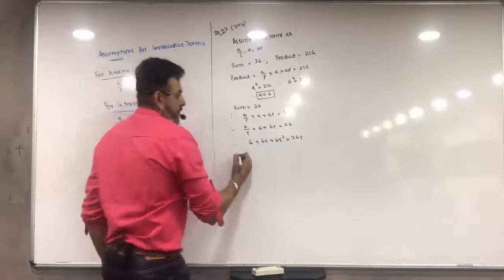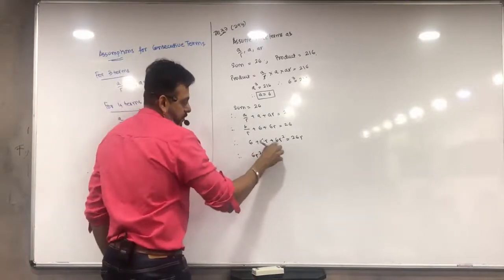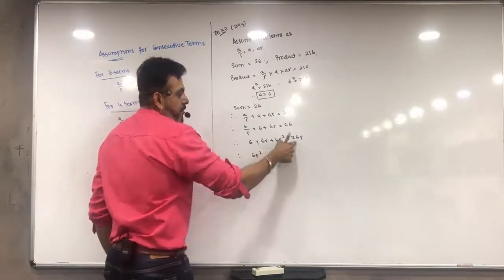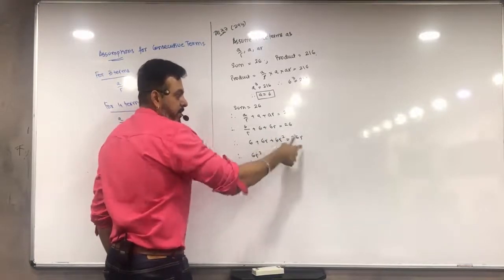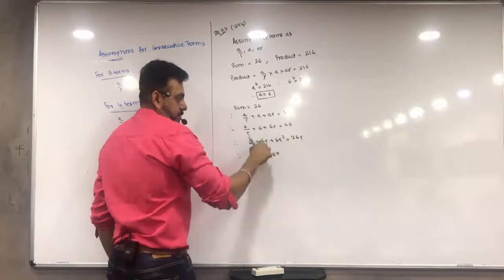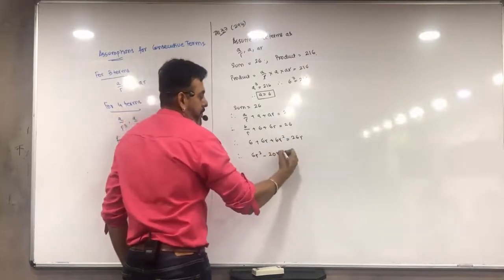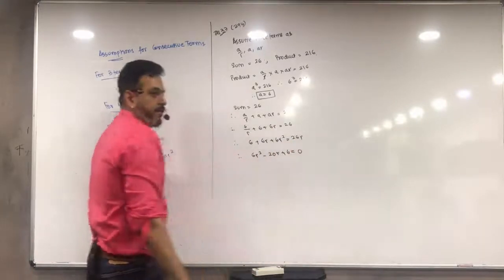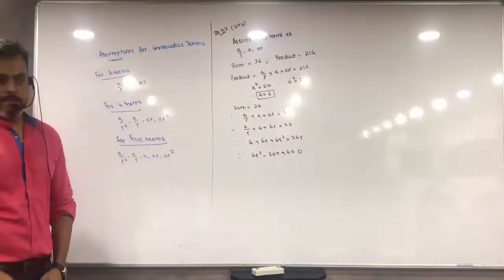We solve this. Therefore, 6R square, पहले लिख देता हूँ मैं. 26R will come over here. It will become negative. So minus 20R plus 6 is equal to 0. So we have to factorize.